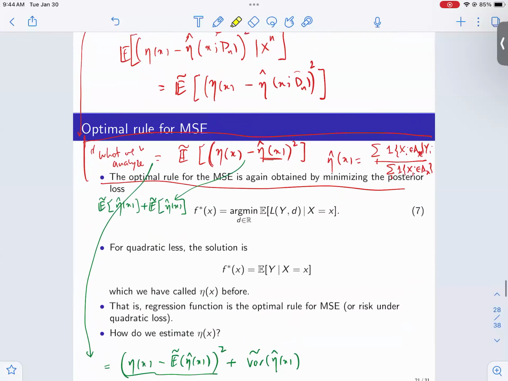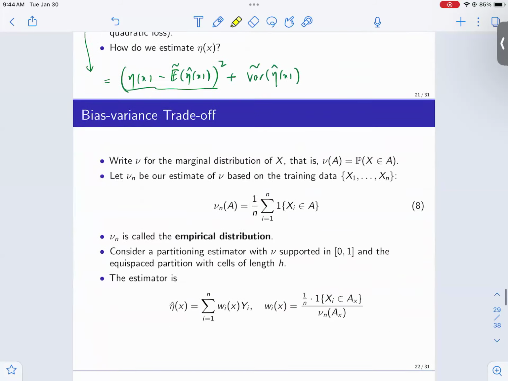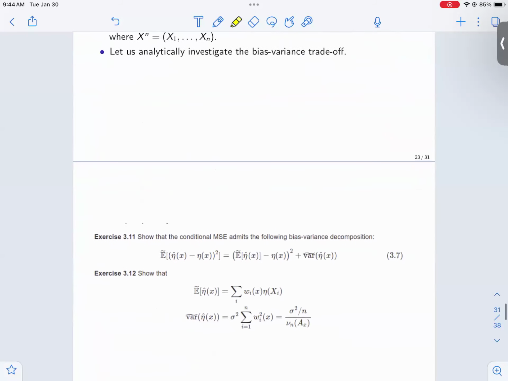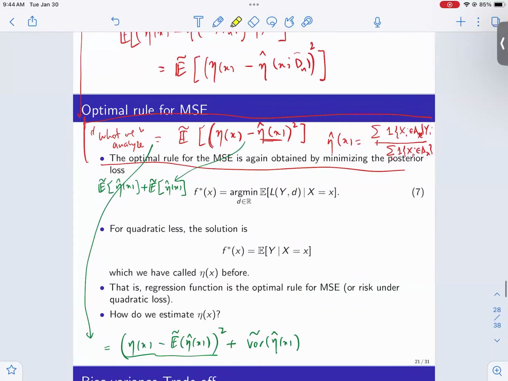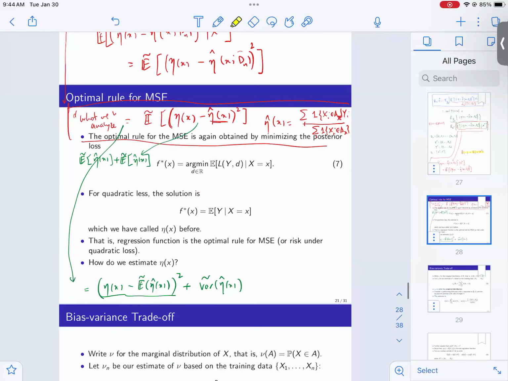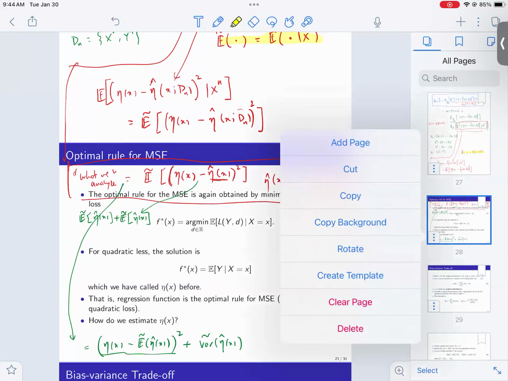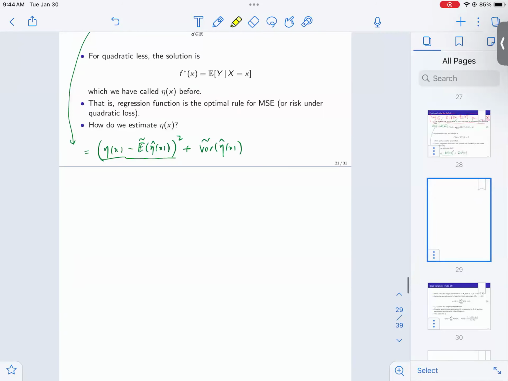Let me show you. How should we go about doing this? So the plan for today is to analyze this quantity: the expectation of eta x, the true regression function, minus our estimate, squared.